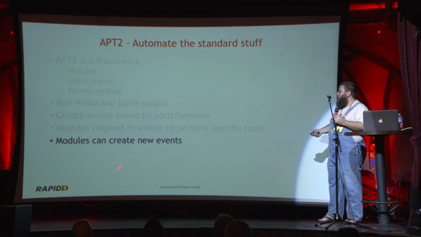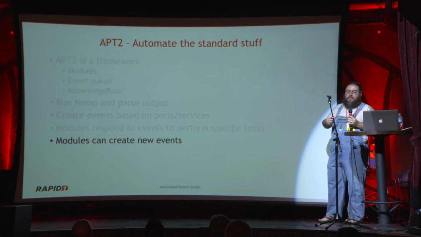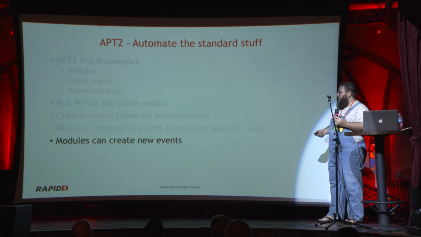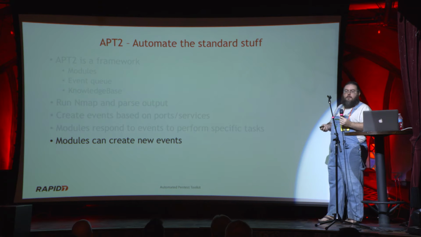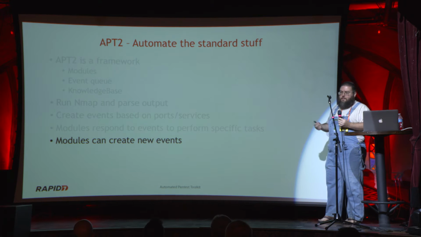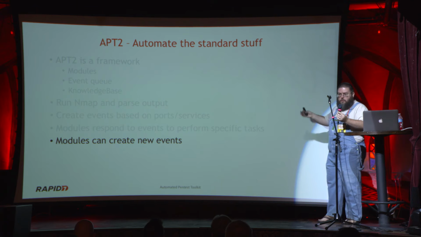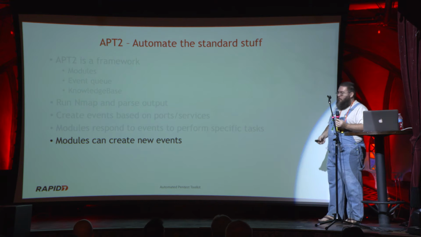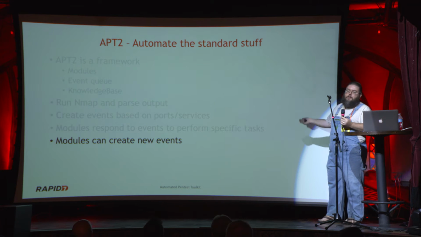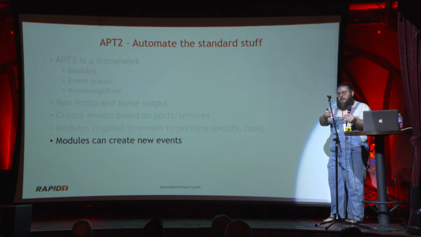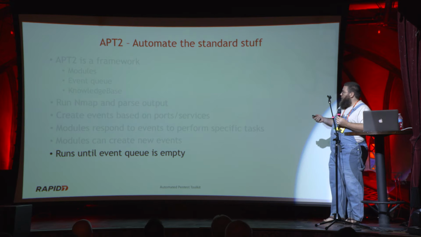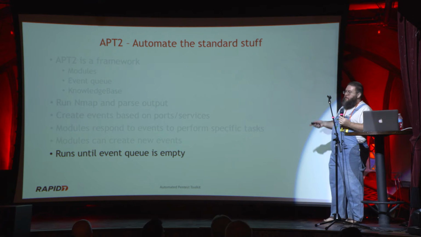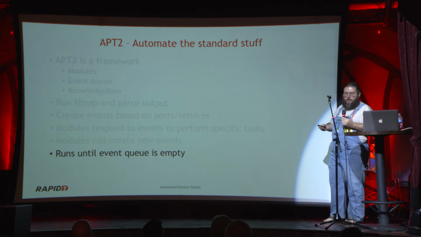As I was saying, modules can create their own new events based on what they found, what kind of data they gather. For example, the anonymous FTP module, if it couldn't log in anonymously, wouldn't fire a new event saying anonymous FTP. It would just say thank you and close out and let the next module run. But if it did find anonymous FTP, it would fire that event, which, as I said, something else may be listening for. And this process keeps looping and looping until there are no more events in the event queue and the program terminates.